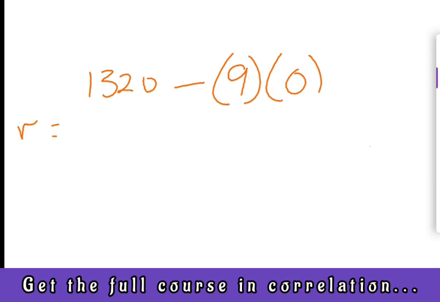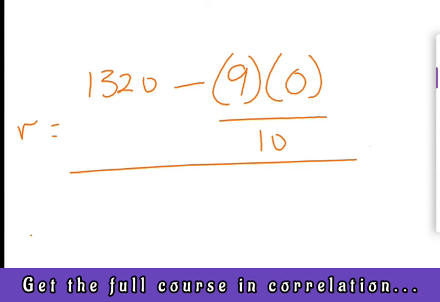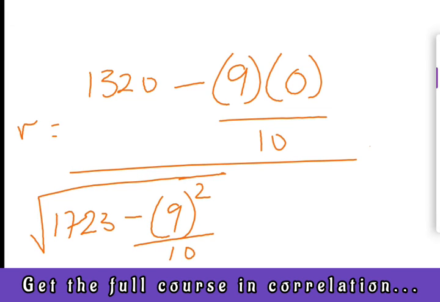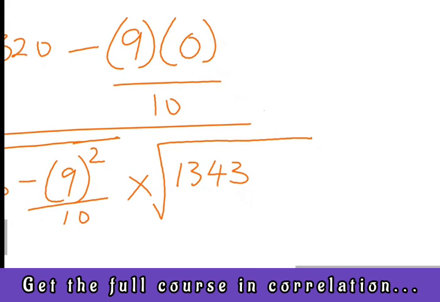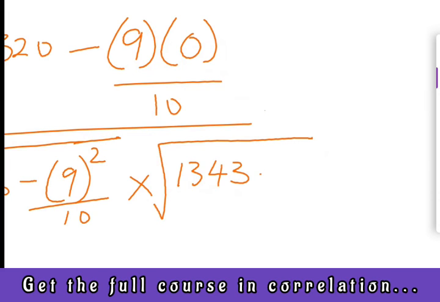So this divided by n, which is 10, then all over square root of summation dx square, which is 1723. So this minus summation dx is 9. So that summation dx, all of them will be squared, divided by 10. Then this will be multiplied by the square root of summation dy square, which is going to be 1343. So you do that by computing the total of every value you have in the dy square column. That's what will give you summation dy square. Now this minus summation dy is 0. So all of that square.